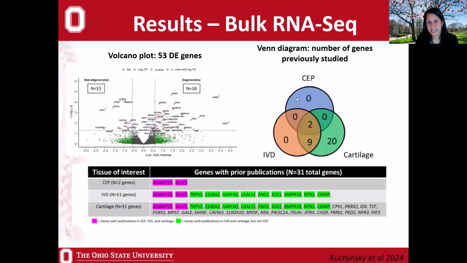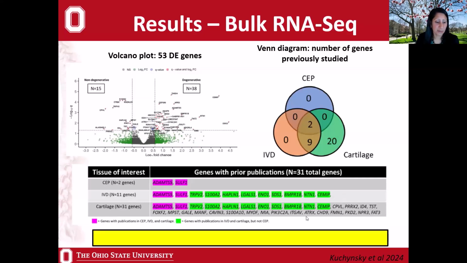And so this Venn diagram just shows the number of genes that overlap. We found 2 genes, ADAMTS5 and SORF1, that had studies previously associated with the end plate, the disc, and cartilage. We found 9 genes that were similar between the disc and cartilage, and then 20 genes that had previously been studied in cartilage. But what did this mean?